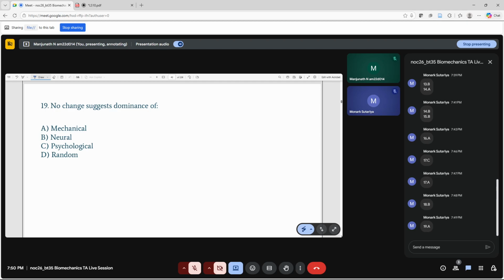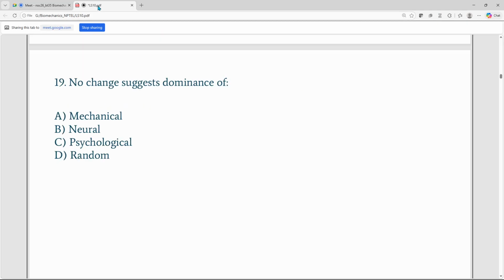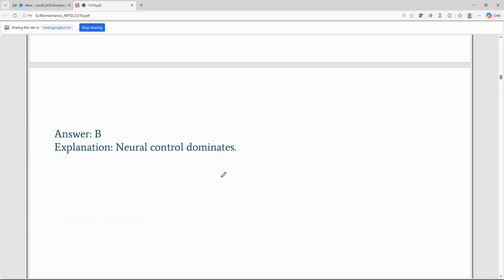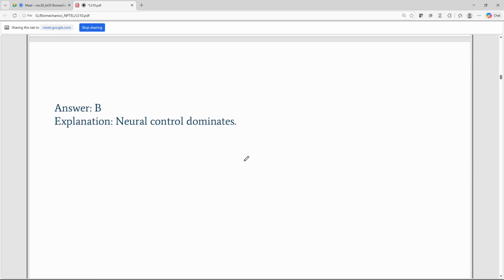The answer is option B, that is neural. We have discussed in a previous question also. Neural factors have an upper hand. So the answer is option B, neural. Neural control dominance.